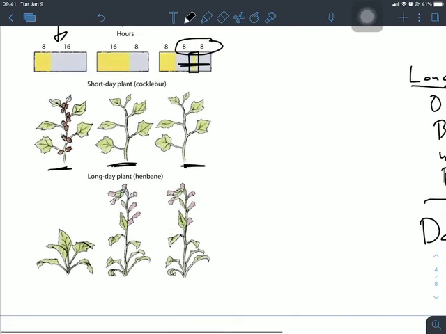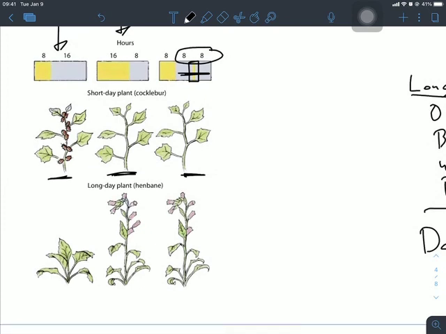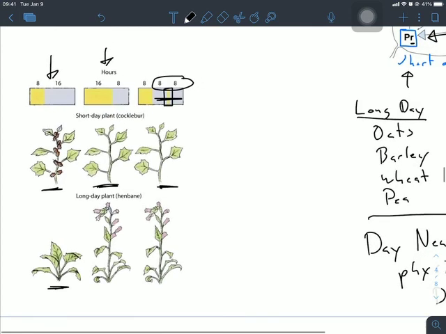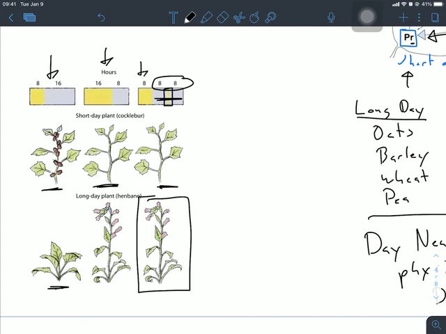A long day plant, in contrast, like henbane, will not flower when days are short, but will instead flower even if they only get 8 hours of sunlight because the night is interrupted by the sun.